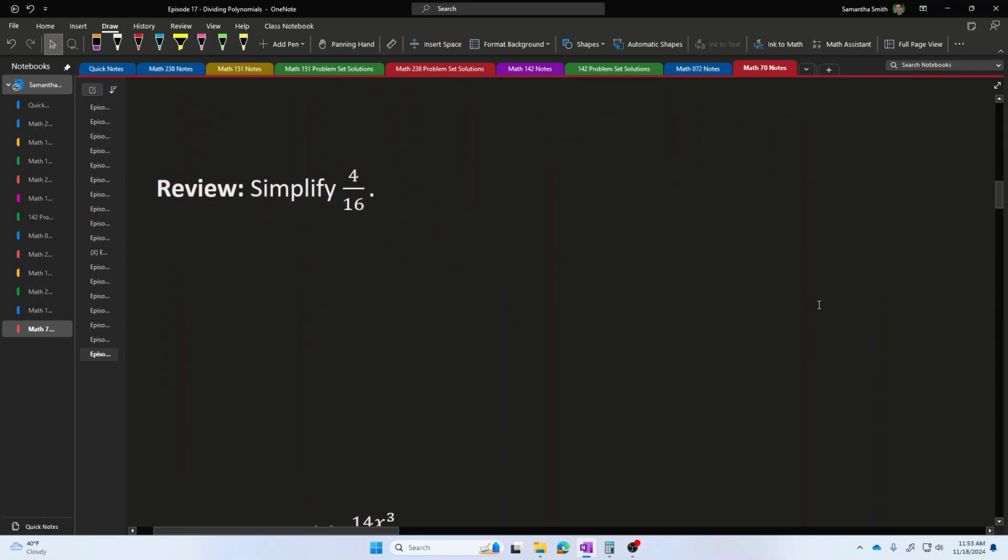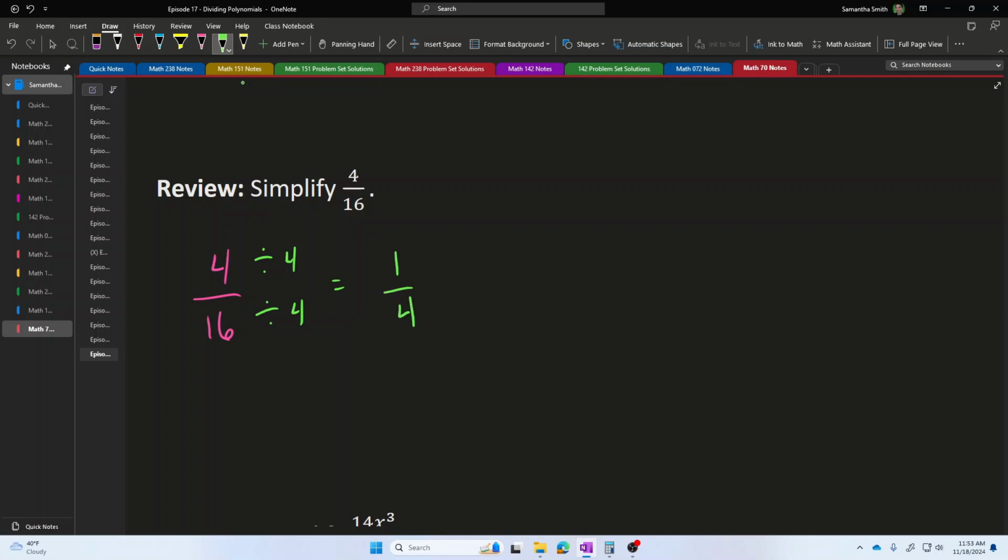Now, by contrast, simplify 4 over 16. We remember that we can simplify fractions by dividing the numerator and denominator by the same value. So 4 divided by 4 would give me 1. 16 divided by 4 would give me 4. In this case, I would have 1 out of 4 as the simplified version of 4 over 16.